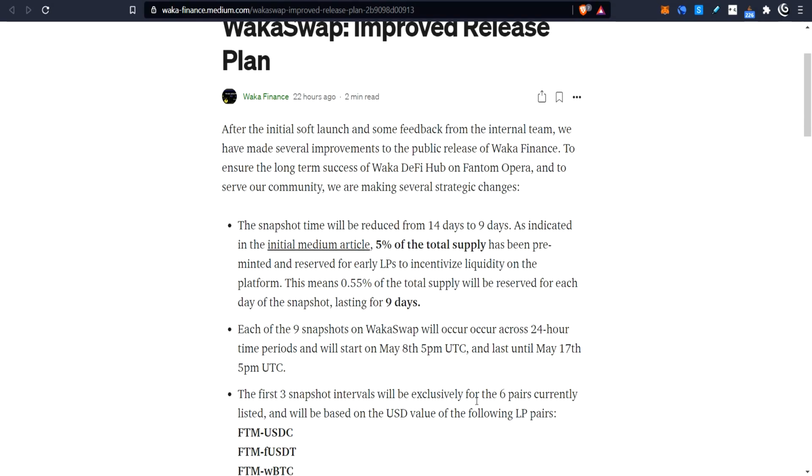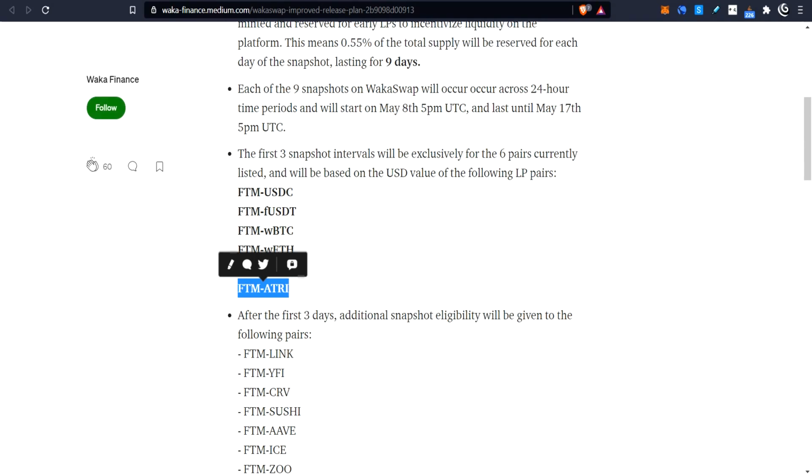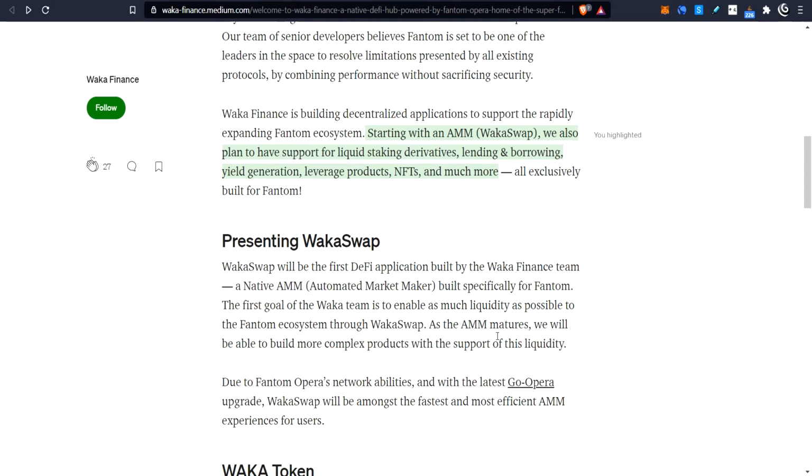If they are going to produce all of these other products that I talked about, this yield aggregation and yield production, the leverage products, they will need an AMM, and they will obviously link to their own AMM before they link to other AMMs for some sort of yield production and so forth.